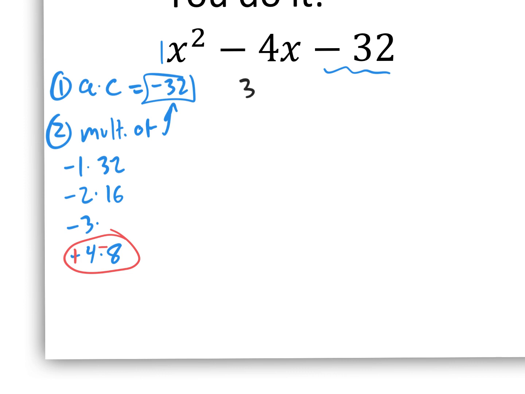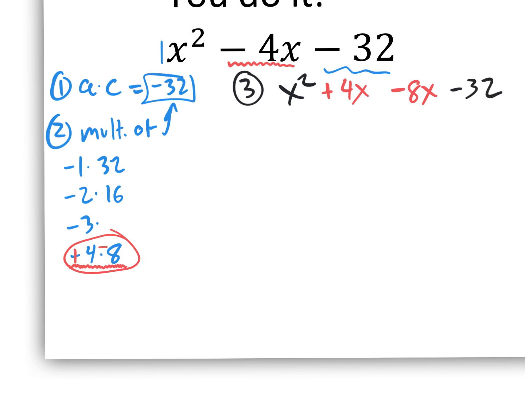Now we move on to step 3. Step 3 is changing your trinomial, 3 terms, into a 4-term polynomial. And how's that? By rewriting your middle value, the bx term, the negative 4x, you're going to rewrite it as a positive 4x minus 8x. Okay? So let me actually show that to you. You have x squared, and instead of the minus 4x, we're going to write plus 4x minus 8x. And then at the very end, you have the minus 32.